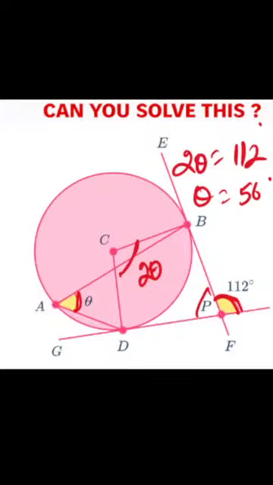Yes, Sheila, you are right. So this angle at the center is directly equal to the exterior angle. We need not calculate this one. 2 theta is equal to 112 directly. I hope this is clear to every one of you, and this was the last question for today's session.